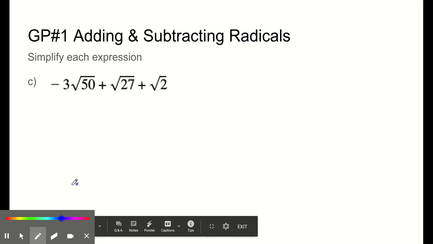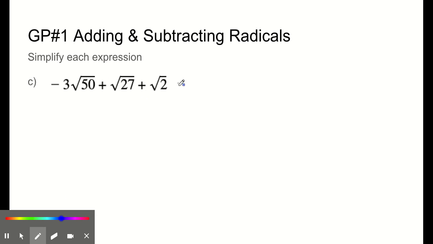For question C, same thing. We don't currently have like radicals, so we're going to go ahead and simplify the radicals that we can. Now 2 is a prime number, so we're not going to be able to simplify the square root of 2 any further, but we are going to try to simplify the square root of 50 and the square root of 27.